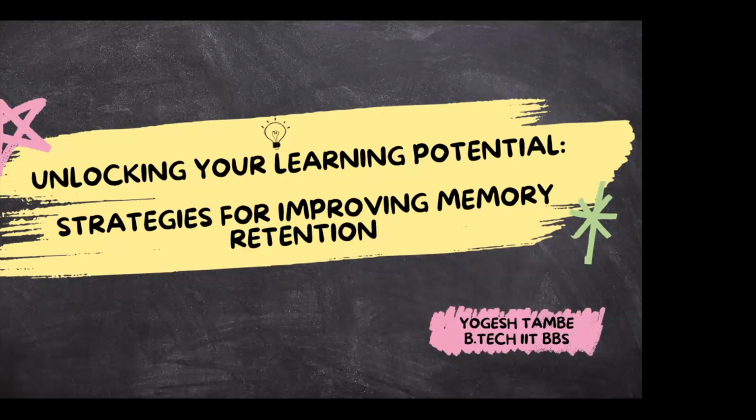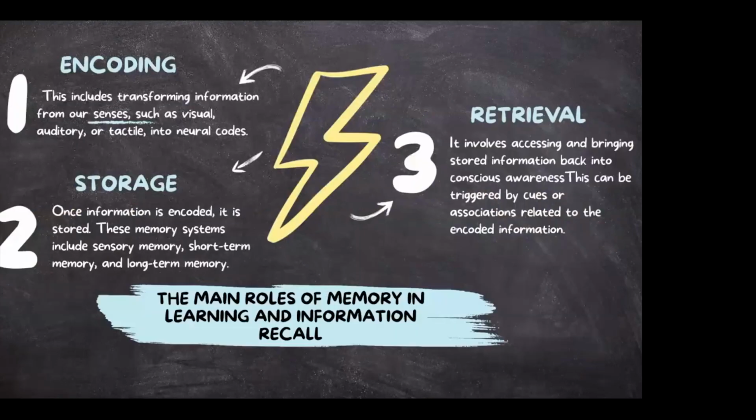Among the big speakers, it is a chance for a student in the Young Minds Week. So it will be a very simple talk on the rules of memory in learning and information recall. Generally there are three things: one is encoding, second is storage, and third is retrieval.